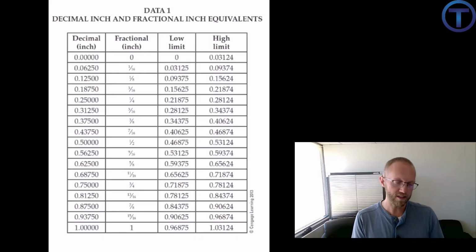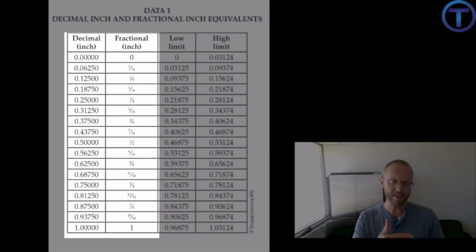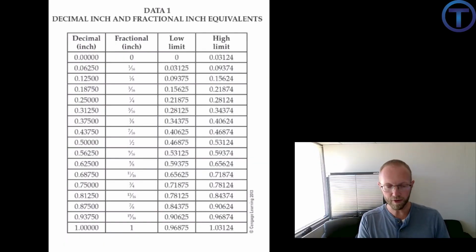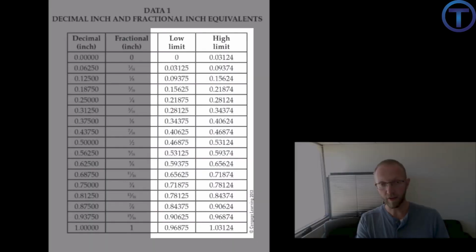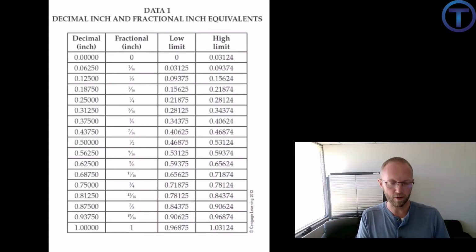So if we look at this table, there's 4 columns here. First you got your decimal inches. This is the exact decimal amount that would equate to a fraction of an inch. But then you have these others. You have on the 3rd column the low limit and the 4th column the high limit. And this gives us a range that we can round from.